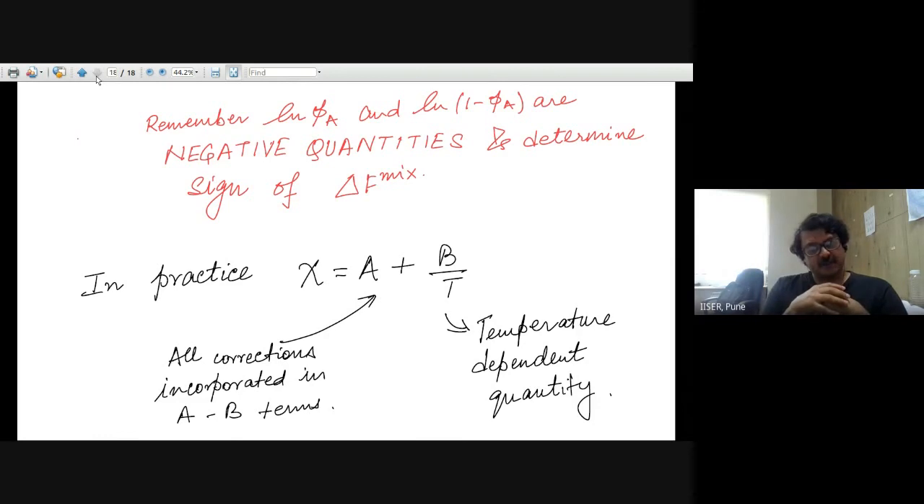Much of those approximations are actually in the chi parameter, and in practice chi is often written as A plus B by T. Remember, this is a temperature dependent quantity, so chi itself can change depending upon the temperature. A can be positive or negative depending upon what polymers you have, but those are all subsumed in that.